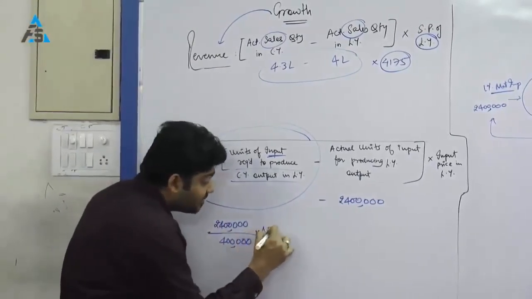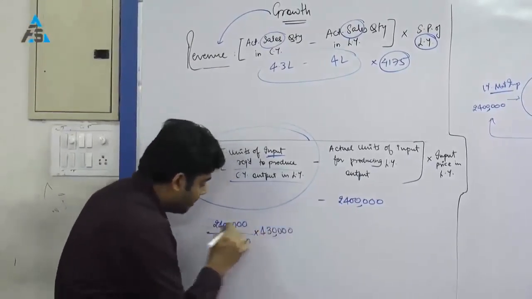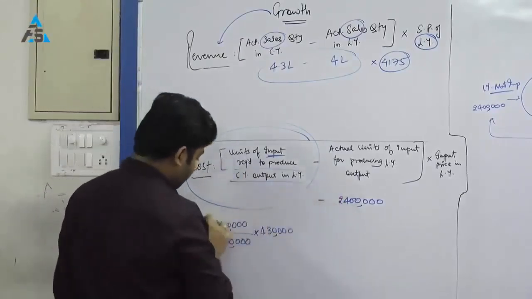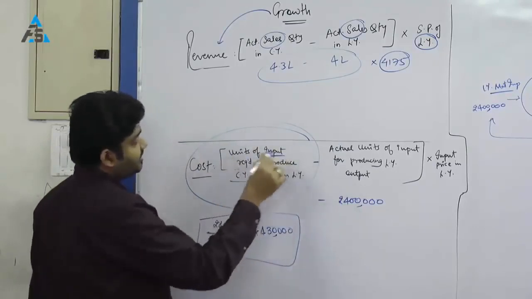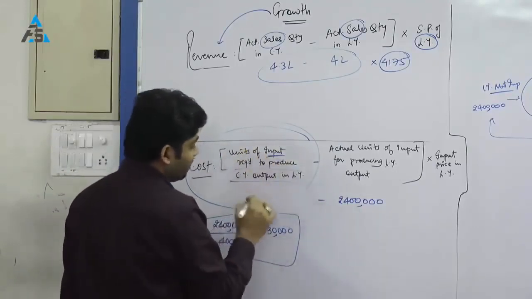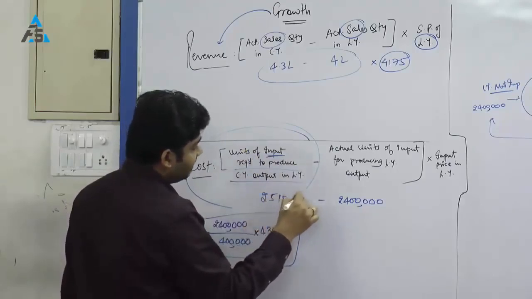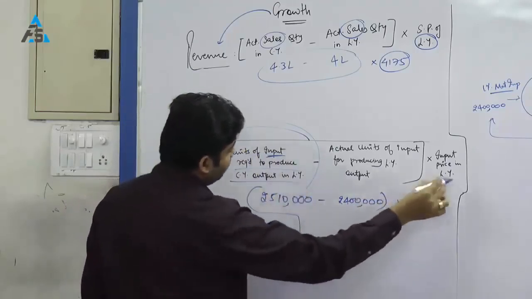अब मैंने इस बार 4,30,000 का आउटपुट बनाया है, तो मेरे को कितना इनपुट यूज होना चाहिए? This is what interpretation this means. Units of input required to produce current year output in last year. So this will become 25,10,000, and that is what you will compare.